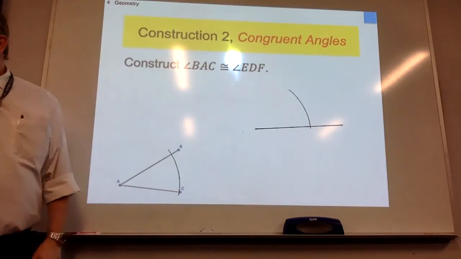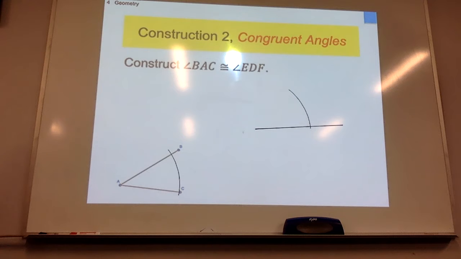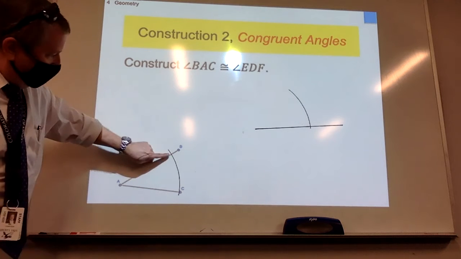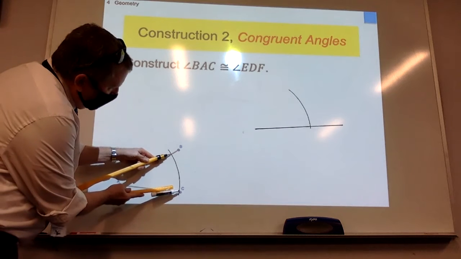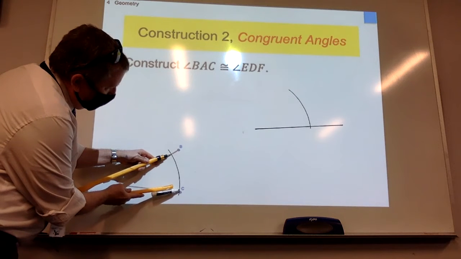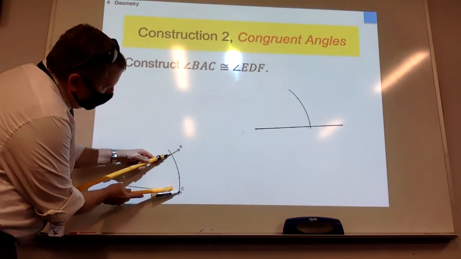All right, step 4. Measure the 2 points of intersection on the original line. So I'm measuring this intersection and this intersection, how long that is. And that appears to be about like such.